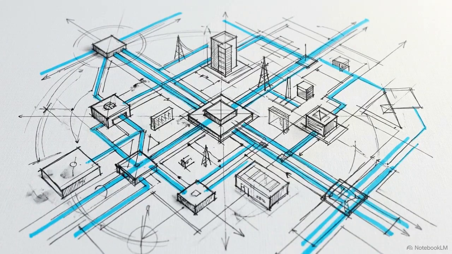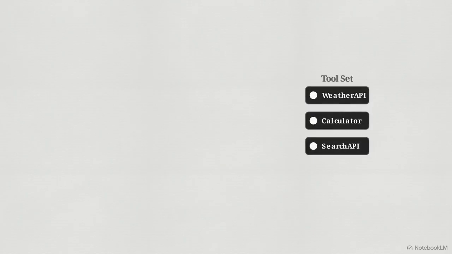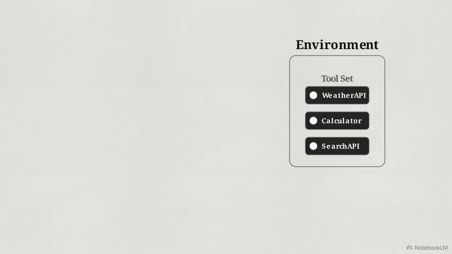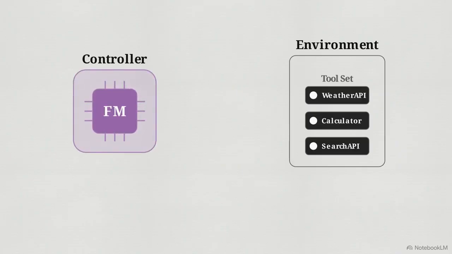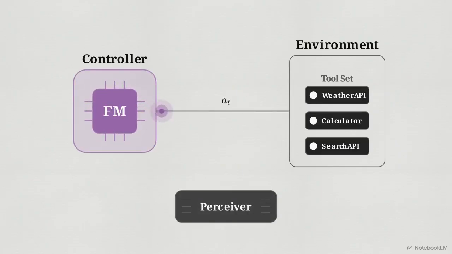To understand how this works, we have to map the architecture of the agent loop. First, the toolset uses APIs to take model outputs. Second, the environment executes those tools to generate feedback. Third, the controller acts as the cognitive engine. Finally, the perceiver formats this feedback for the controller, closing the loop.